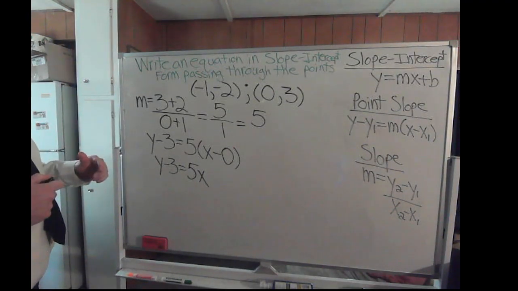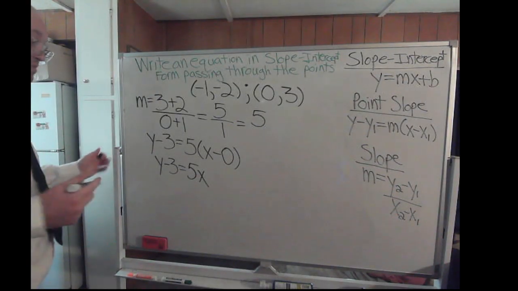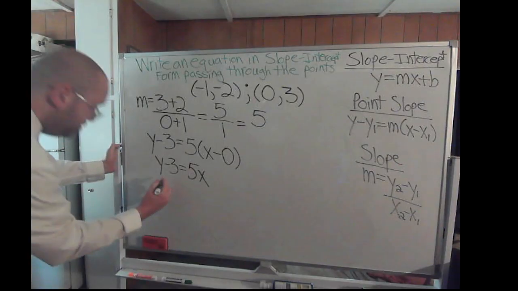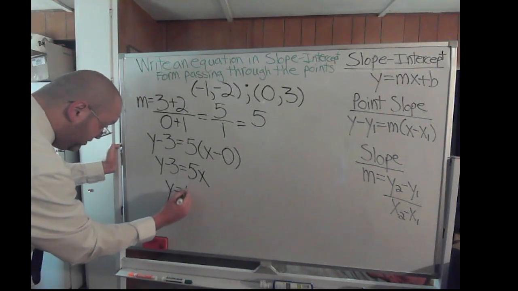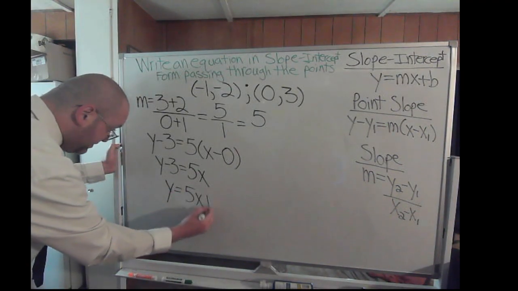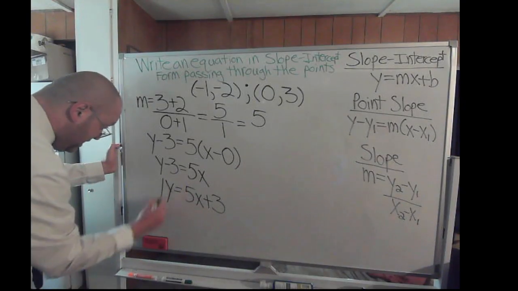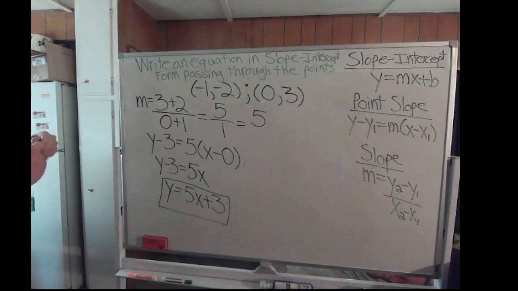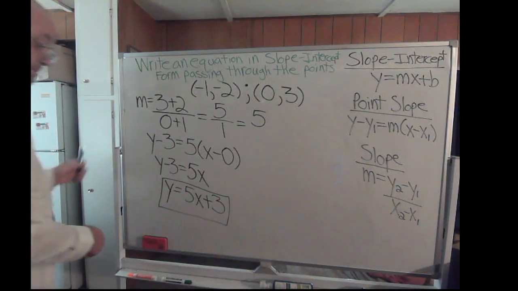Then what you'll have to do is get that y by itself. If you do that, you'll have to add a 3. So if you add 3 to both sides, you'll get y is equal to 5x plus 3. And that would be the slope-intercept form of this equation. Y would equal 5x plus 3.